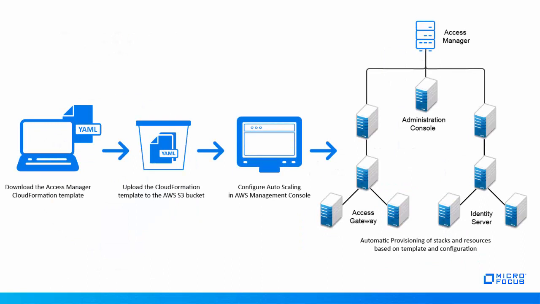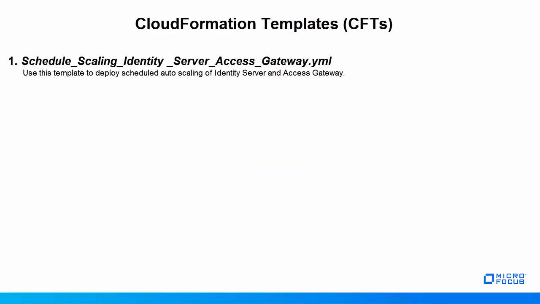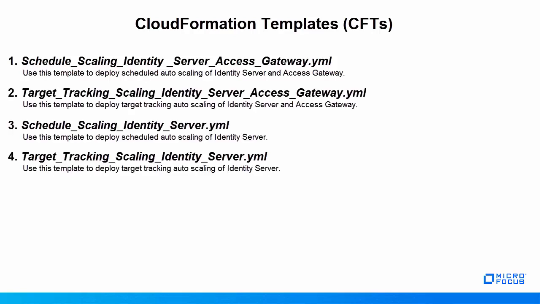Access Manager uses CloudFormation Templates, or CFTs, to deploy autoscaling configurations. Access Manager provides 6 CFTs. You can choose any of them based on your requirements. CFTs are YAML files that define AWS and non-AWS resources required to autoscale Access Manager. You do not need to pay additional money for AWS CloudFormation. You only pay for the AWS resources that are required to run your applications. These are the 6 CFTs that Access Manager provides.